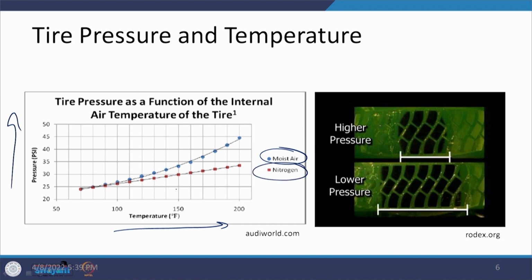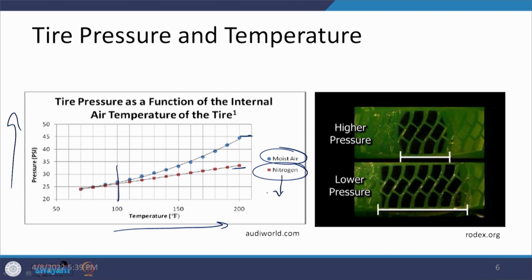Now, what you can see is that as the temperature is increasing, after a certain point, say 100 degrees Fahrenheit, the distinction between the two curves is clearly visible. In the case of moist air, when the temperature increases, the tire pressure comes to roughly around 45 at a value of 200. In the case of nitrogen, it is less than 35.